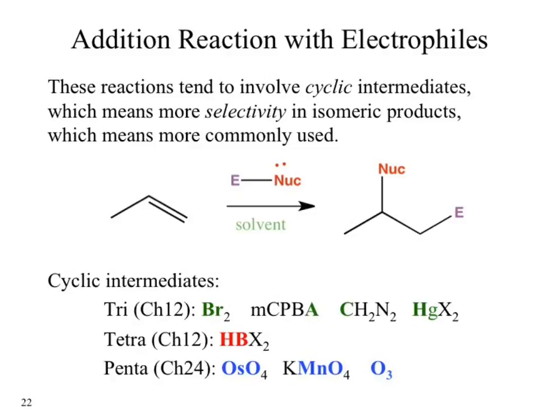Why? Why would they go to those locations? Why do I not show the possibility of putting the electrophile and the nucleophile in the other positions? Why is that not shown? Okay.